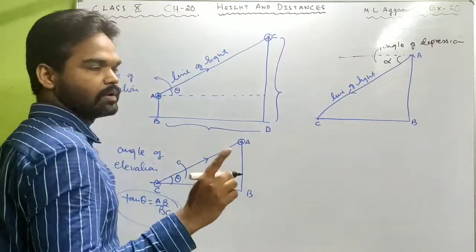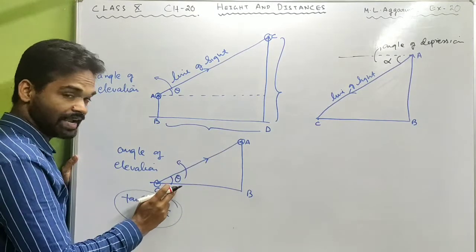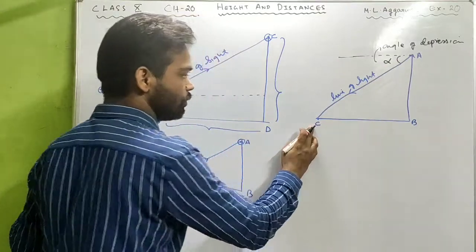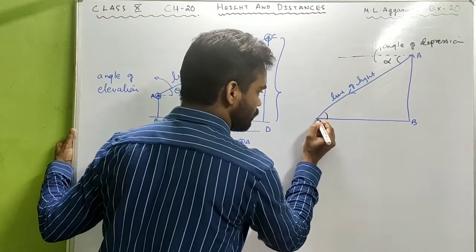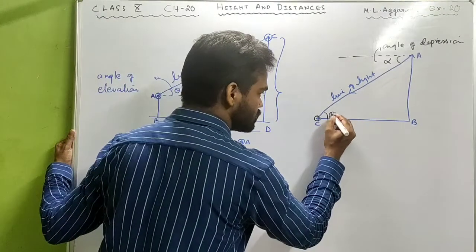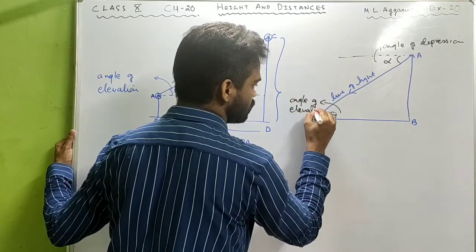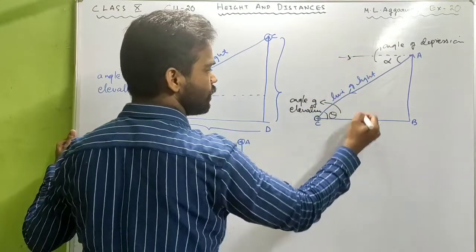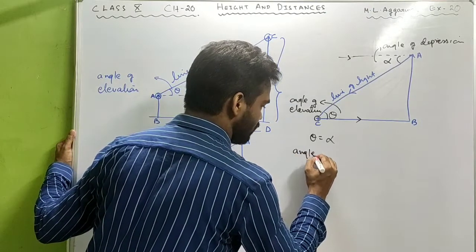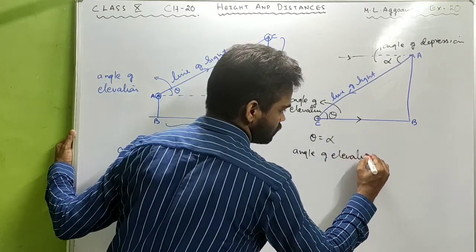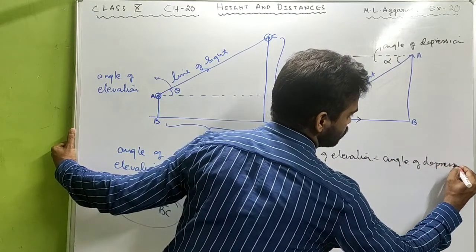Look carefully. When you are from below seeing the top of a building, this is angle of elevation. From the top of the building you're seeing the point down, then that is angle of depression. Now suppose you are over here, then this is definitely angle of elevation, and by the diagram this is parallel to this, which means theta equals alpha. What I mean to say is that angle of elevation is equal to angle of depression.